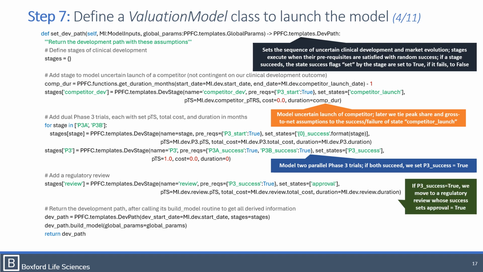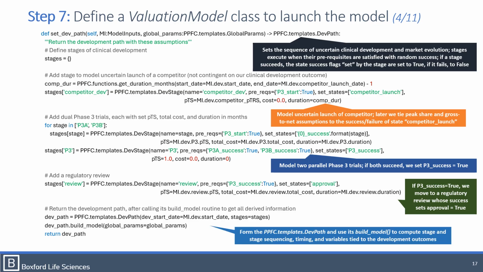And then finally, we do a regulatory review. It's only going to occur if phase 3 is successful. If that regulatory review is successful, it sets the state approval to true. If that doesn't happen, approval is false. And so that's the state approval we're going to use to make the sales of our drug contingent upon successful clinical development.